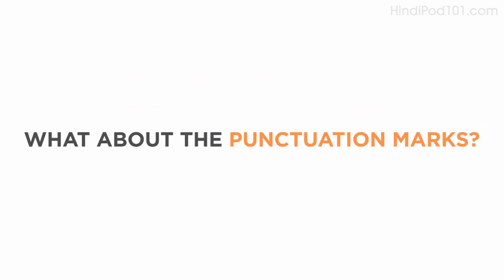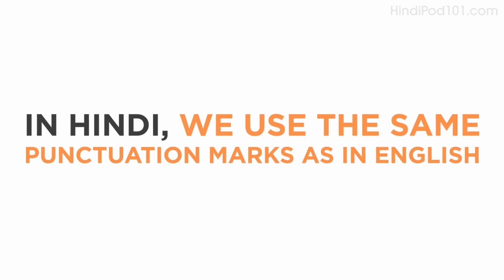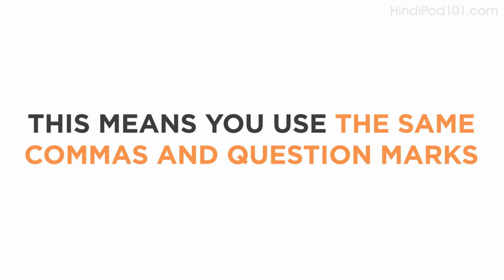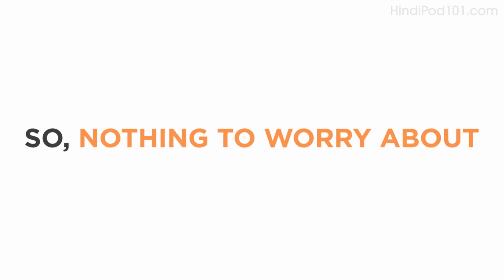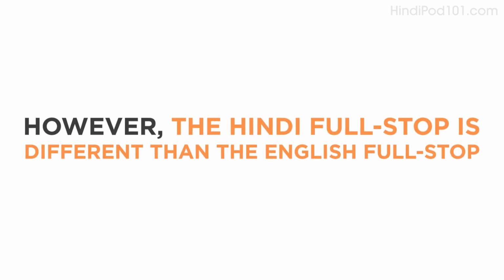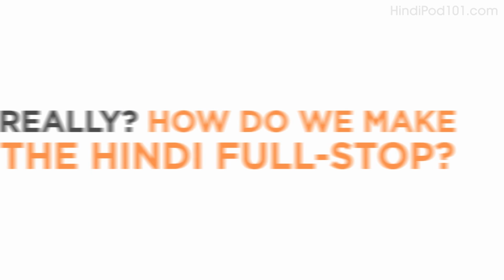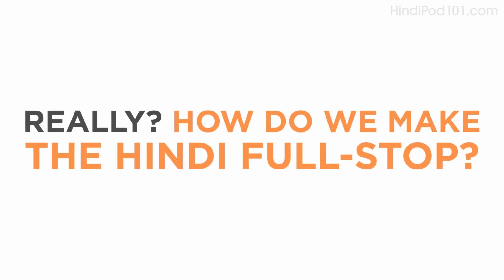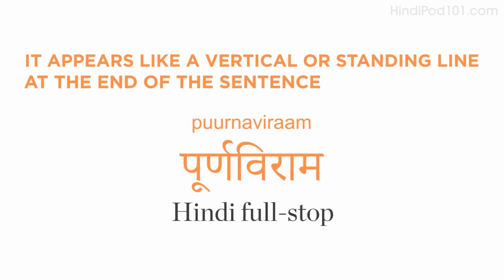What about the punctuation marks? Are they different from English? In Hindi, we use the same punctuation marks as in English. This means you use the same commas and question marks, so nothing to worry about. However, the Hindi full stop is different from the English full stop. Really? How do we make the Hindi full stop? It appears like a vertical or standing line at the end of the sentence and is called a Purna Viram.